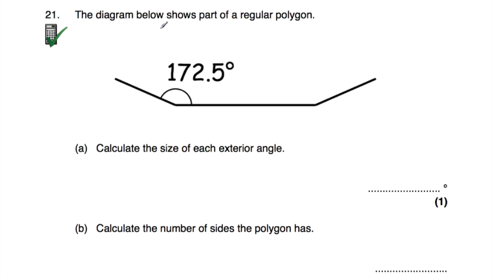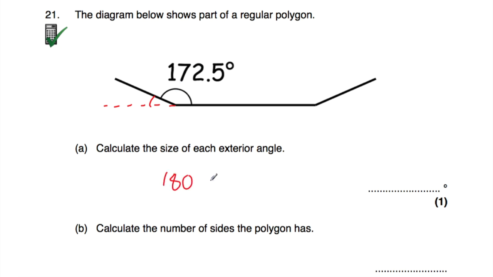So question number 21 says, the diagram below shows part of a regular polygon. We've actually had a question like this already earlier on in the booklet. And we've been asked to work out the size of each exterior angle. So this is the interior angle, and we want to find the size of each exterior angle. So remember, the interior angle and the exterior angle form a straight line. So let's just carry that on. If that's the interior angle, this could be the exterior angle. And they add together to be 180 degrees.